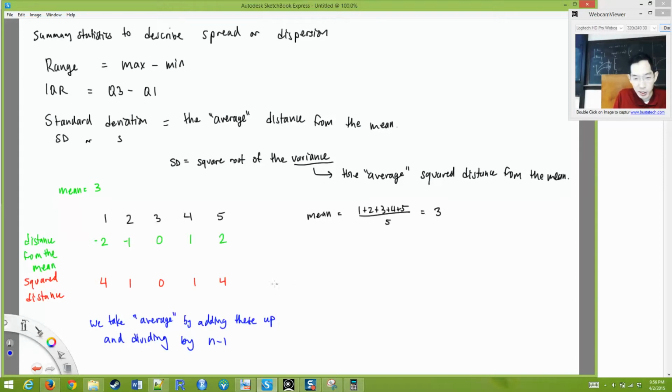And so we add these up and we do 4 plus 1 plus 0 plus 1 plus 4, and we divide by n minus 1. We have 5 data points, so we divide by 4 instead of 5. Is that okay? So I get 10 over 4. I get 2.5. Okay.